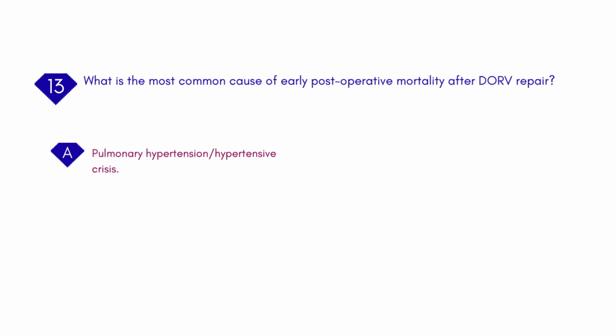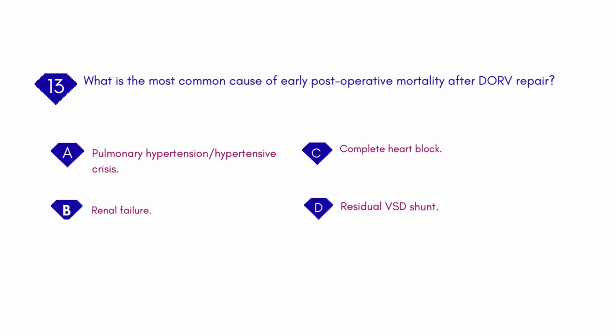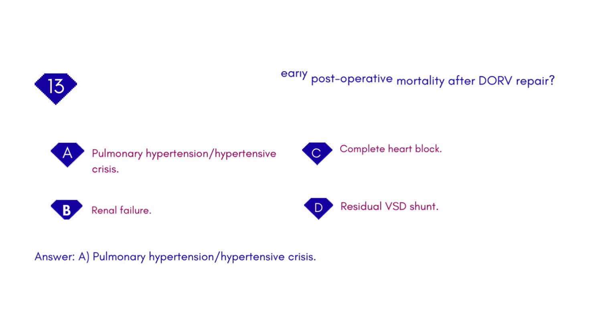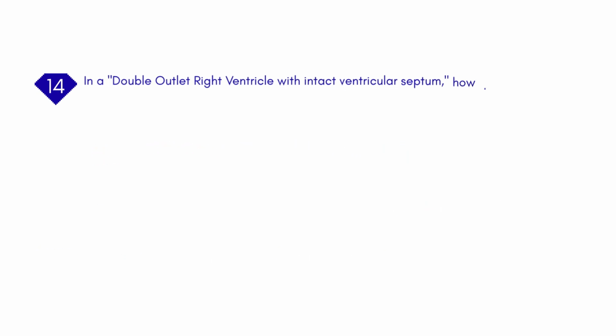What is the most common cause of early postoperative mortality after DORV repair? A. Pulmonary hypertension/hypertensive crisis. B. Renal failure. C. Complete heart block. D. Residual VSD shunt. Answer: A. Pulmonary hypertension/hypertensive crisis.